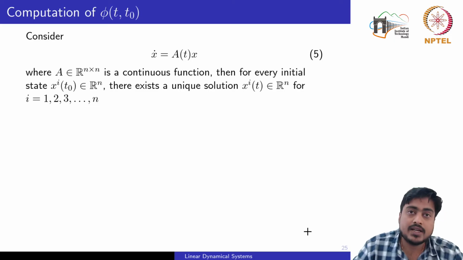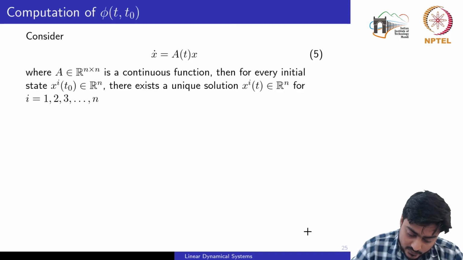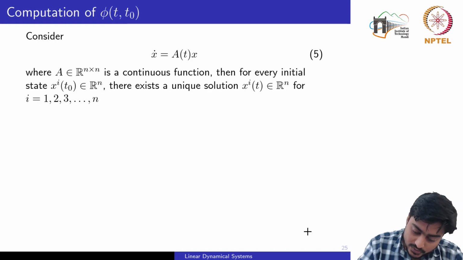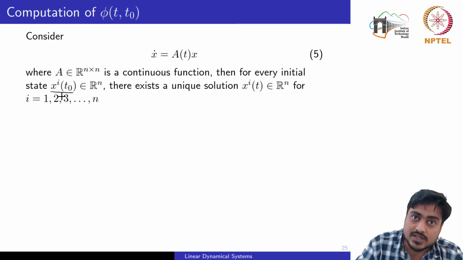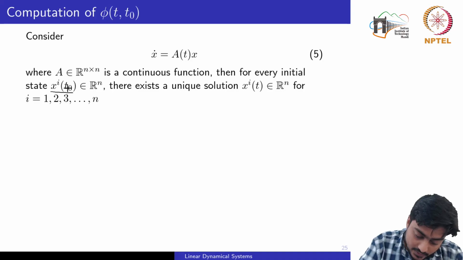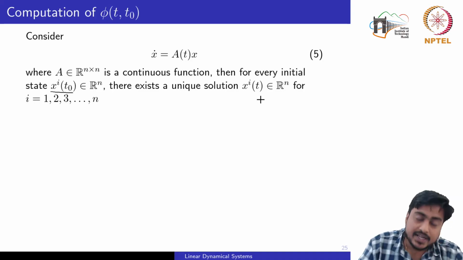So the important part here is how to compute the state transition matrix. So first of all, let's consider again the homogeneous system x dot = A(t) x. So we know then for every initial state xi(t0), which is an n dimensional vector. Now here I am taking different initial conditions.